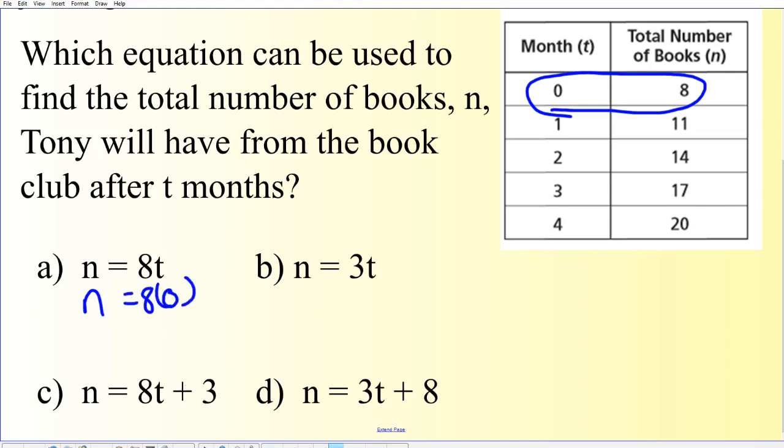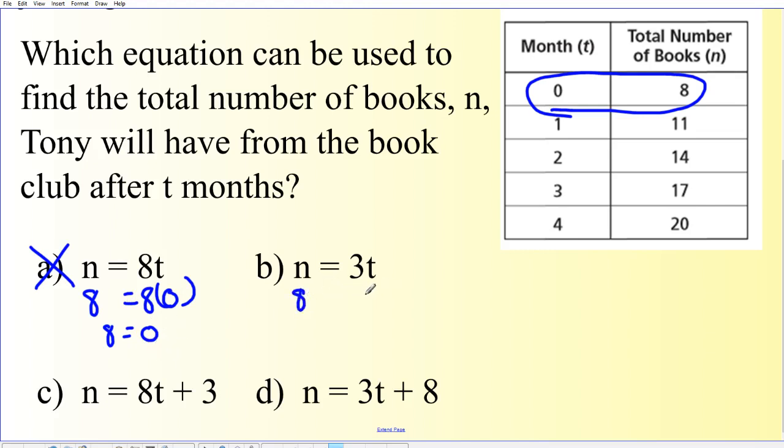Oh. That's supposed to be an 8. 8 for N, 0 for T. Does that math work out? No. 8 times 0 is 0. That math did not work out. That was no good. Okay, plug in here.